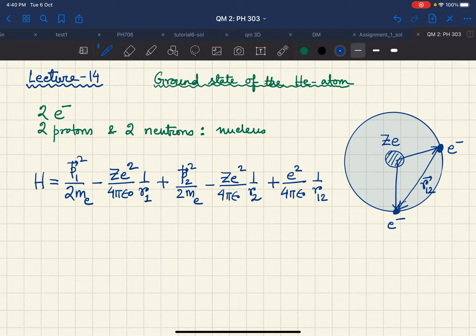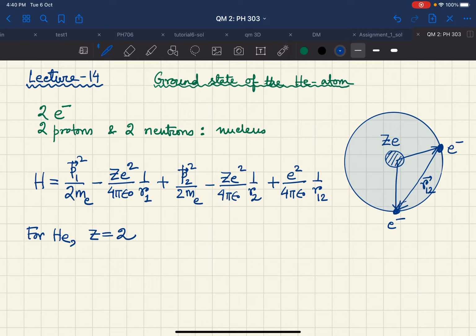Of course, we know that for helium, Z, the atomic number, is equal to 2, but at the moment we will keep it as Z, the most general expression, and there is a reason for that which will be clear when we go into more detail of this calculation.